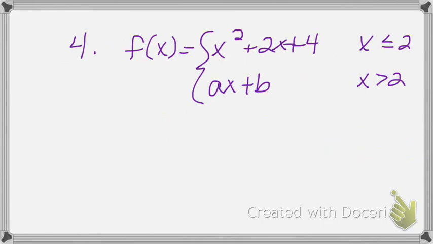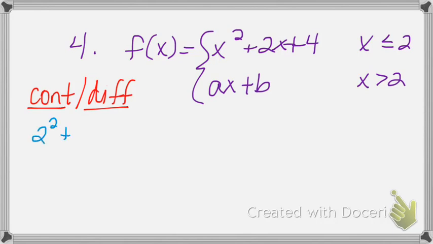Now sometimes we have a function like this where you have to figure out a and b or c or whatever the letters are. The problem tells me that this function is continuous and differentiable, and because it is, now I want to figure out what a and b are. So we start kind of the same way. We plug in 2 into both equations. Alright, 2 in the top one would be 2 squared plus 2 times 2 plus 4. Plug in 2 in the bottom one and set it equal to 2a plus b. Alright, so we have 4 plus 4 plus 4, which is 12.